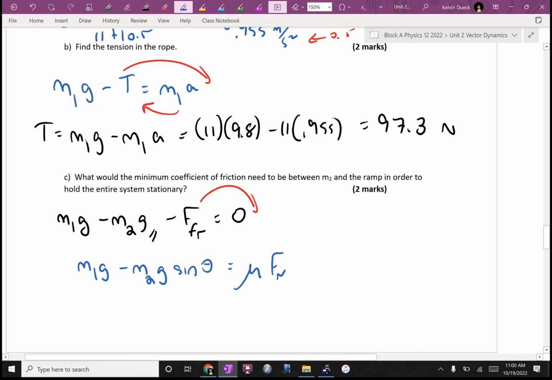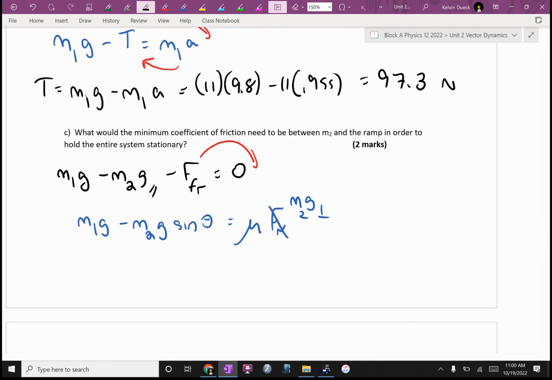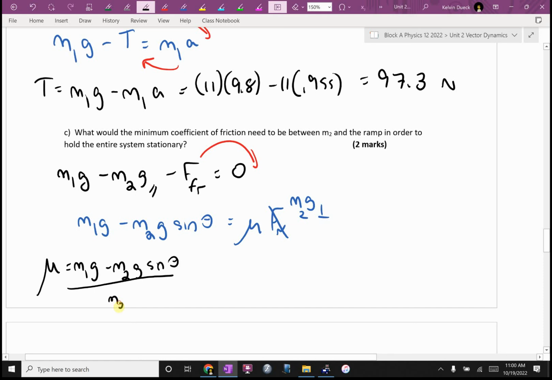I don't know the normal force. But look, there's another force the same size as the normal force. This is M2G perpendicular. How would I get the mu by itself? I'm going to get a coefficient of friction of M1G minus M2G sine theta divided by M2G cos theta.